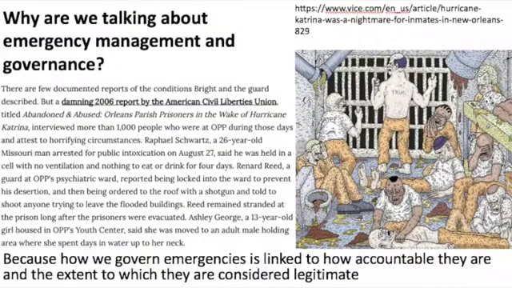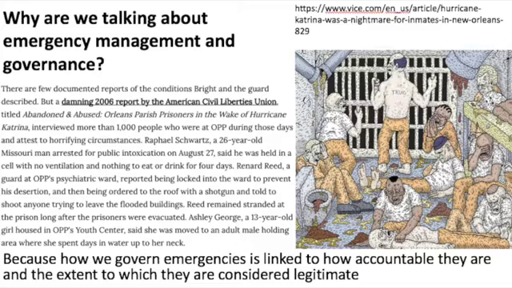Now, we're talking about emergency management governance, but why are we doing this? It is fairly important for a whole range of reasons. Because number one, how we govern emergencies is linked to how accountable they are and the extent to which the ways in which we respond to emergencies can be considered legitimate. And of course, there are a whole range of examples in the past where clearly legitimacy, procedural justice, and accountability are questionable at best. Hurricane Katrina, unfortunately, I bring this one up again because it is a very, very substantial example of how this has failed in the past.